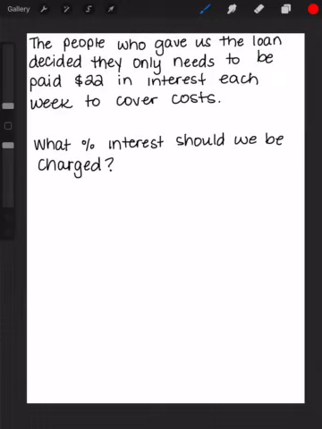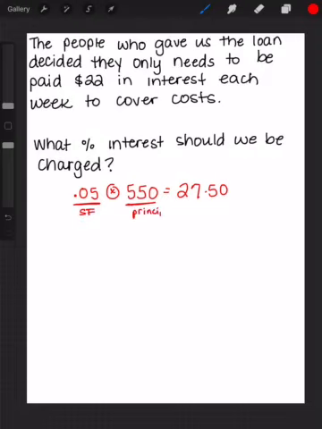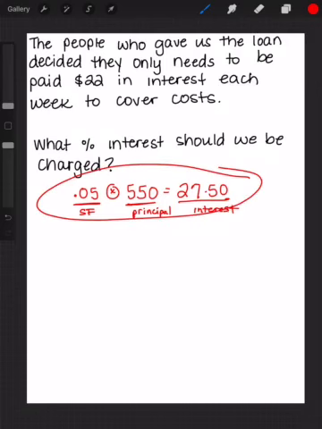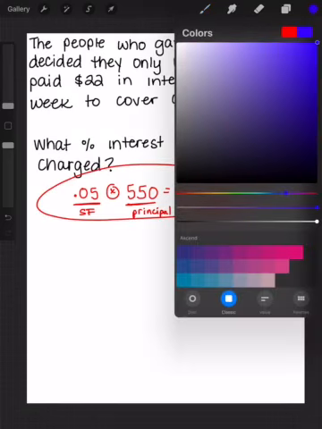So the way we do this is we set it up exactly the way we did before. In the one before, where we did 0.05 times 550 to get our amount, we had our scale factor, we had our principal, and we had our interest. Okay? But that's our old one. So let's take a look at our new one.